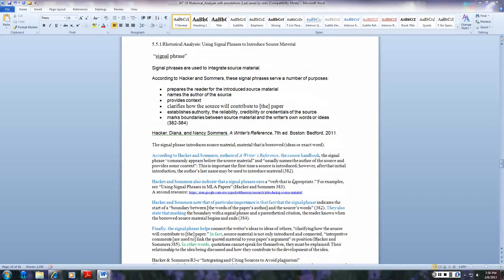Notice that at the end of the sentence with the quoted material, I include the page number. So the signal phrase tells me that I'm going to have borrowed material. The quotation marks tell me that I have borrowed specific material, and the page number lets me, as the reader, know where that information came from. In the next one, Hacker and Summers also indicate that a signal phrase uses a verb that is appropriate. Notice that there are examples in Hacker and Summers on page 383, and then also in introducing source material on the essay website, you find verbs that are appropriate. Let's look at those.